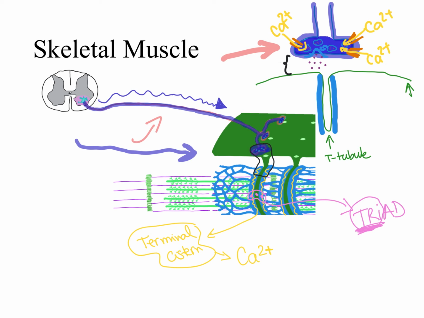Because remember, two excitable cells never touch. Two neurons never touch. A neuron and a muscle cell never touch. There is always a gap. And what will transfer the information from one excitable cell to the other excitable cell are chemical signals, which are neurotransmitters. Now, the neurotransmitter that transfers the signal from a neuron to a skeletal muscle cell is called acetylcholine. And the short for acetylcholine is ACh.